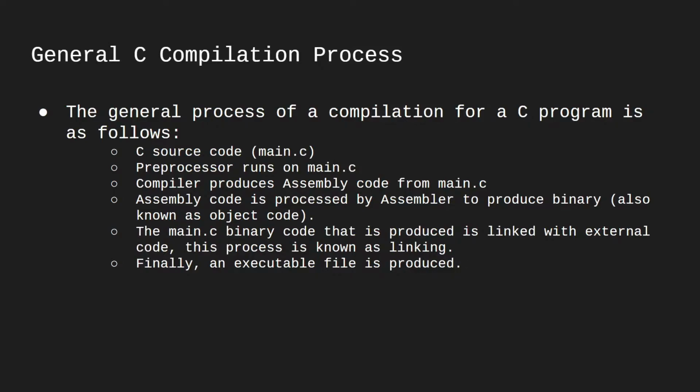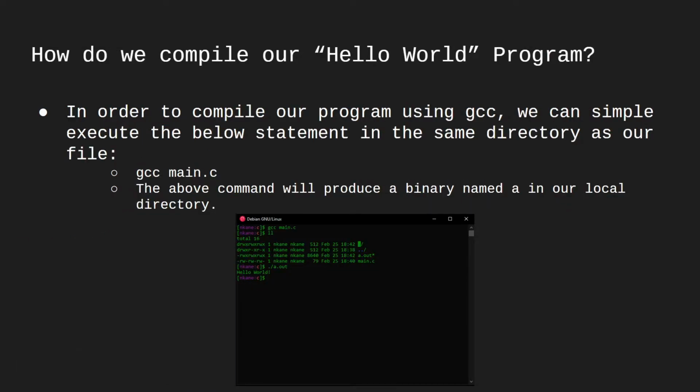Now, this is a very high-level overview of what this process does. There's obviously a lot more to it, but now you have a general concept of how a compilation process works. So how do we compile our Hello World program? We kind of glossed over those details a little bit when we went over our Hello World example.